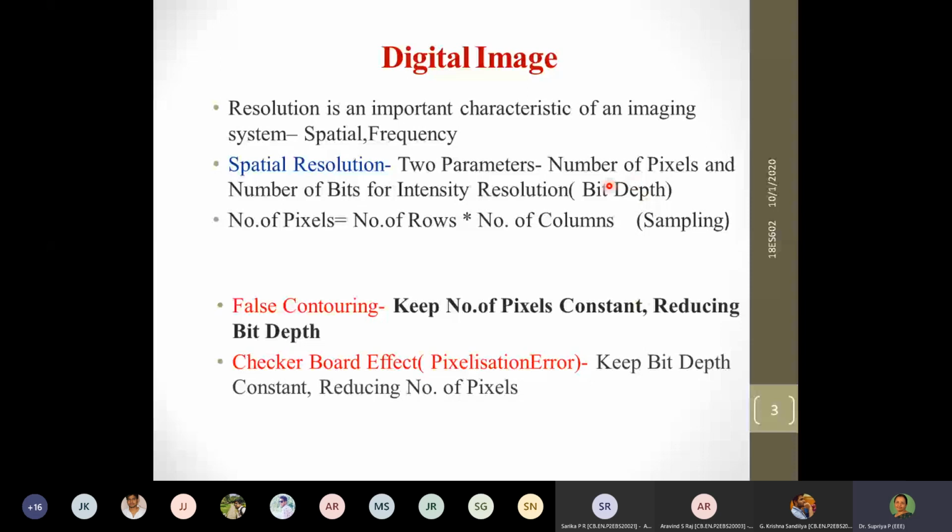When we say the number of pixels, it tells us about the number of rows and number of columns. It could be 32 by 32, it could be 64 by 64, and as we have just seen, 1024 by 1024. And as a result, this number of pixels tells us something about the sampling. So what can be the effect? We could have two problems. One is we keep the number of pixels constant and we reduce the bit depth. We would get one problem. Or we keep the bit depth constant and reduce the number of pixels. If either of these happens, we will see that some problems occur in the image.